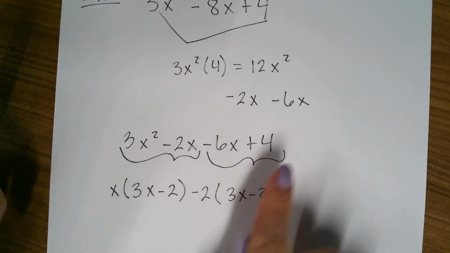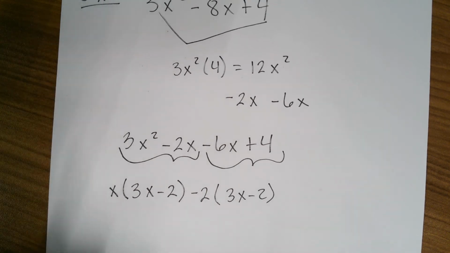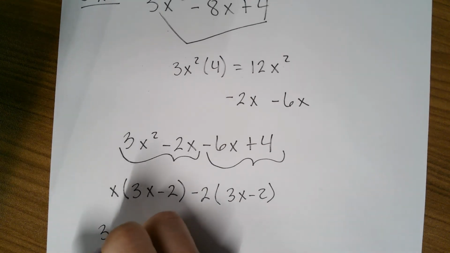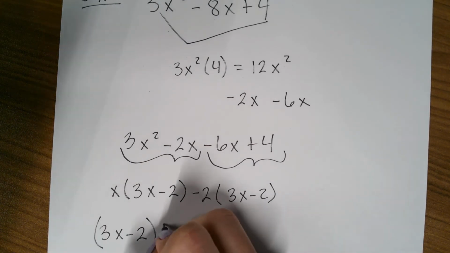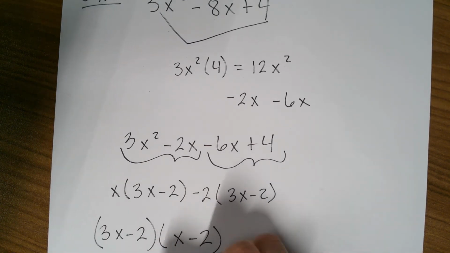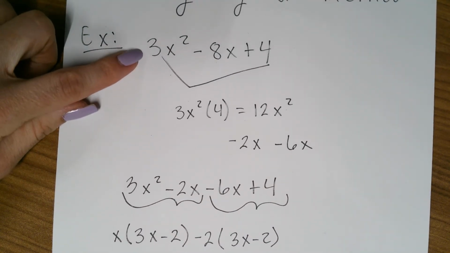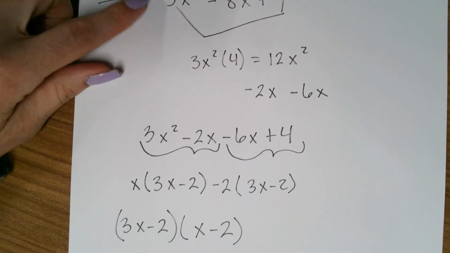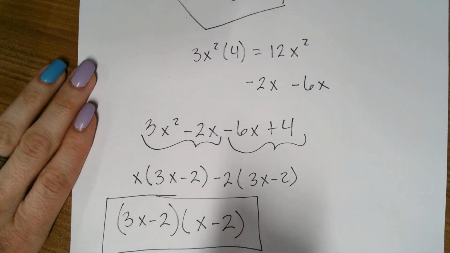So I do have the same things here in the parentheses. So I've reduced the 4 terms down to 2 terms now. And the GCF of those 2 terms is 3x minus 2. So I'll go ahead and factor that out. And that leaves me with x minus 2. So our original trinomial, 3x squared minus 8x plus 4, factors into 3x minus 2 times x minus 2.